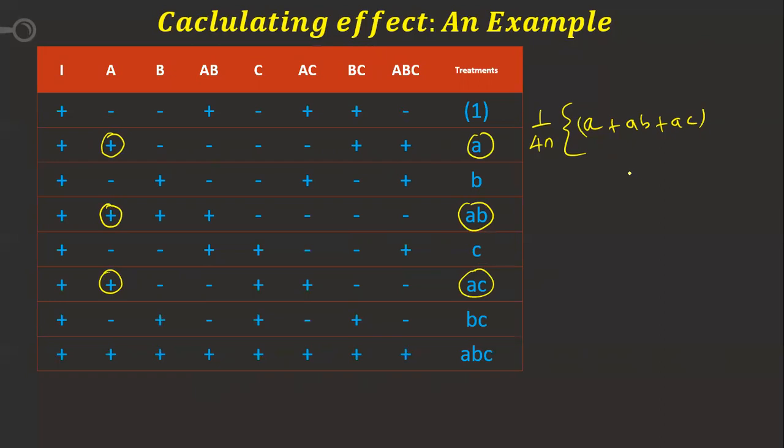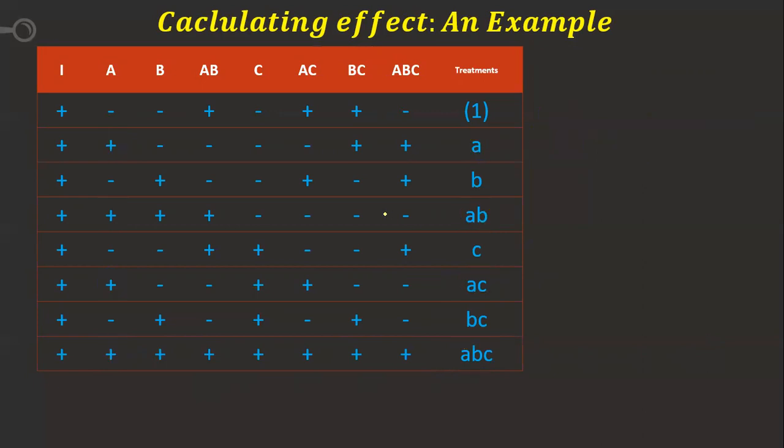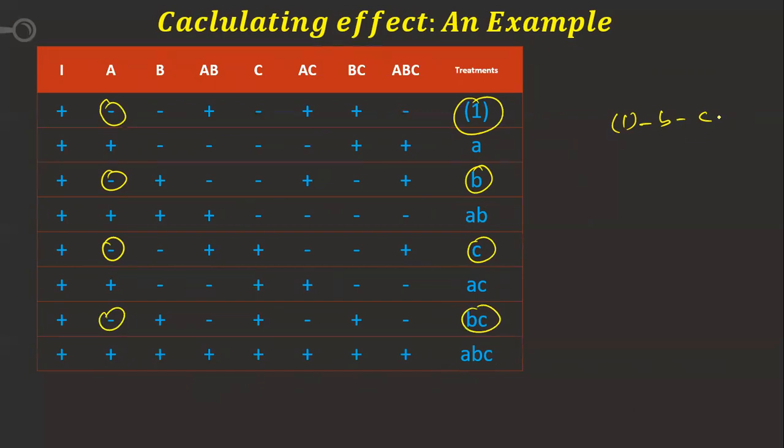Then this should be subtracted with all the negative values. See here, ABC should also be there. I left it out, ABC also. It is positive, so I'll take ABC. Finished. Now I'm going to do it for the negative values. What is negative? Negative is 1, so I'm going to write 1 here. Then negative, it is B, so minus B. Then negative, it is C, minus C. Then negative, it is BC, so I'm going to write BC. So 1 by 4n as usual. This is how I'll write it.